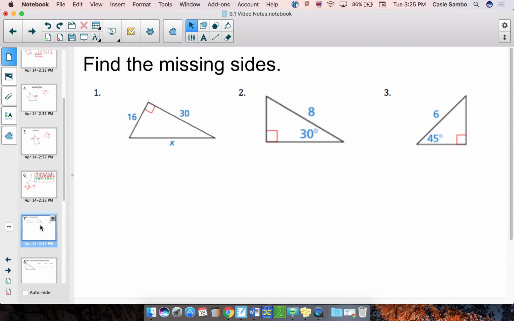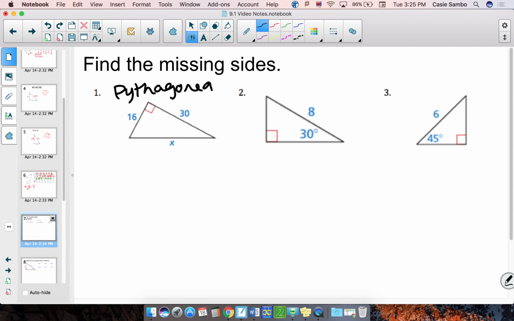We're going to find the missing side length. All you're going to do for this one is use your Pythagorean theorem. Do that one on your own. Check your answer on Google Classroom. I know you know how to do that. The next one, this one's a little bit trickier. This is using those special cases.